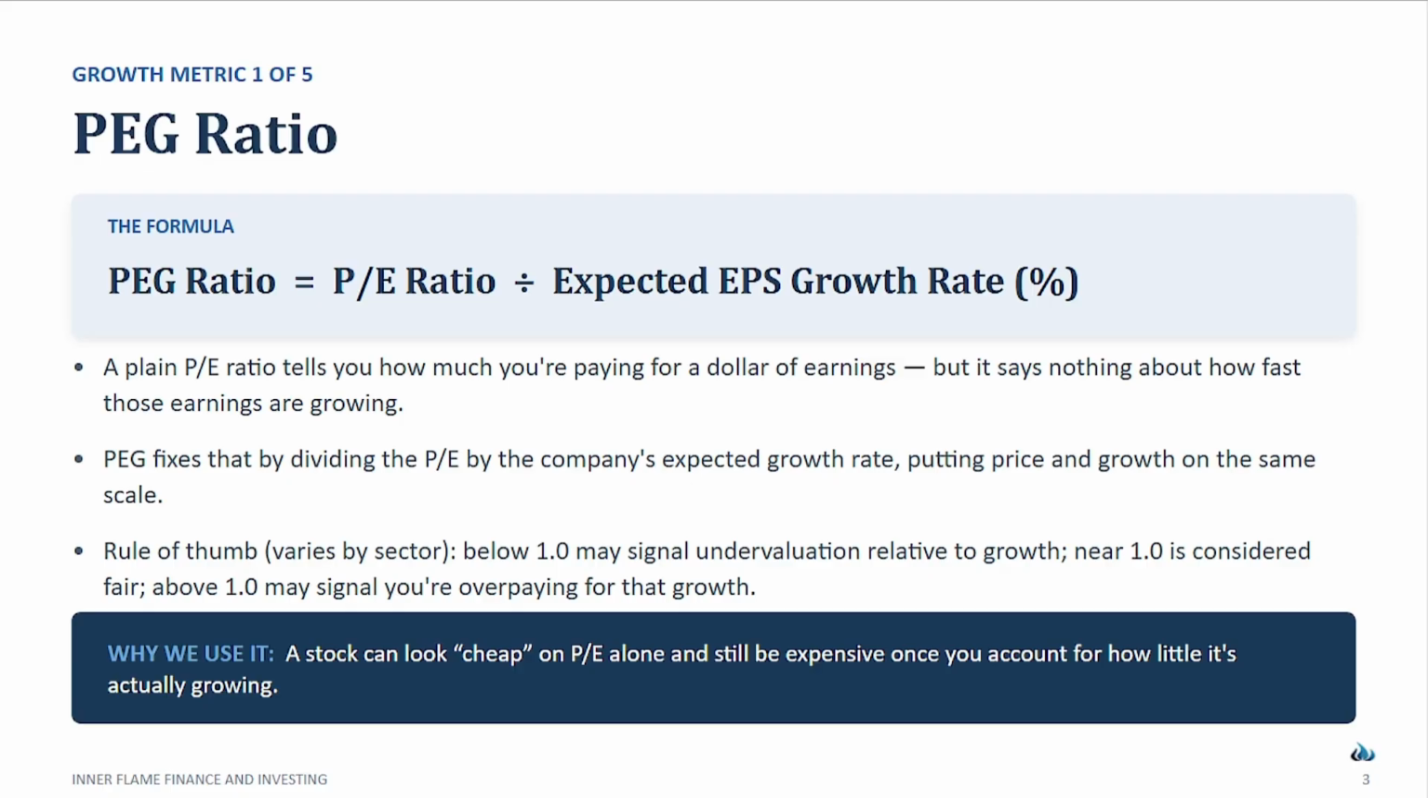So one thing that we pay attention to on this channel, this rule of thumb, is that it really varies by sector. A PEG below 1.0 may signal undervaluation relative to growth. Near 1.0 is considered fair. Above 1.0 may signal that you're overpaying for that growth. Like we say on this channel, 2 is pretty good, but we like it to be 1 and under. So why do we focus on the PEG ratio when it comes to growth? Well, a stock can look cheap, it can look undervalued on a PE basis alone, but it can still be expensive once you account for how it's actually growing.